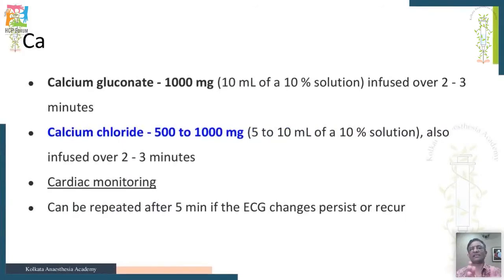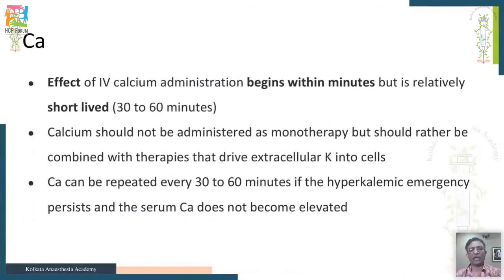How much you give is 1000 milligrams, so 10 ml of a 10% solution if it is calcium gluconate. In chloride, you can start with 5 ml of a 10% solution. Continuous cardiac monitoring is crucial. And if the ECG changes persist, you can repeat this after 5 minutes, and you can keep repeating it. It begins within minutes, but is very short-lived, lasts for 30 to 60 minutes, and therefore, if you are managing with calcium, you'll have to give something else as well, whether it is glucose insulin or bicarbonate or diuretics, or think of other ways, because this will come back to you.